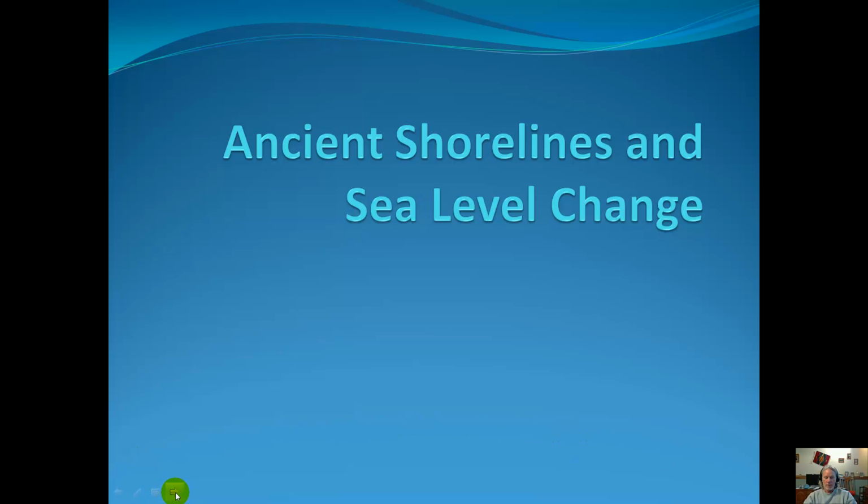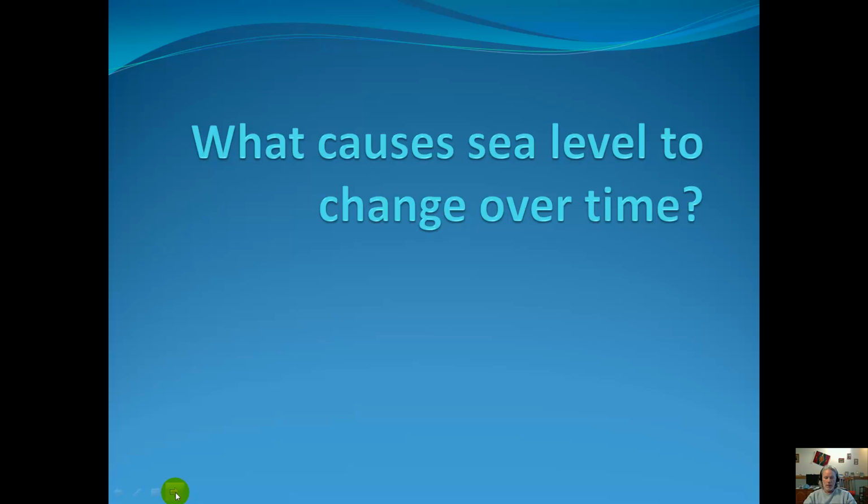Well, we're back at the Science Cave, and we're going to take a look at the ancient shorelines. Really what we talked about a little bit earlier in class was transgressions and regressions. A transgression, of course, is when the sea level rises, and a regression is when it decreases. You've got to have a sea level change.